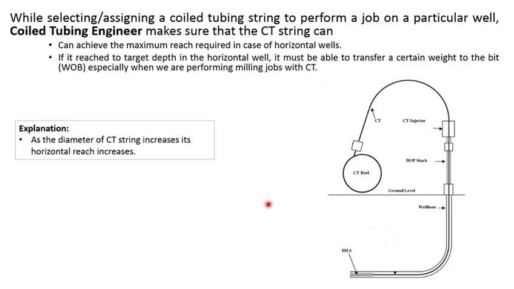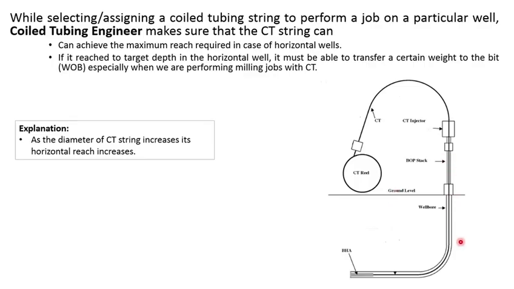The other criterion which the coil tubing string must satisfy is that it can achieve the maximum reach required in case of horizontal wells. If it reaches the target depth in a horizontal well, it must be able to transfer a certain weight to it, especially when we are performing milling jobs with coil tubing. So to understand this, let's consider this diagram.